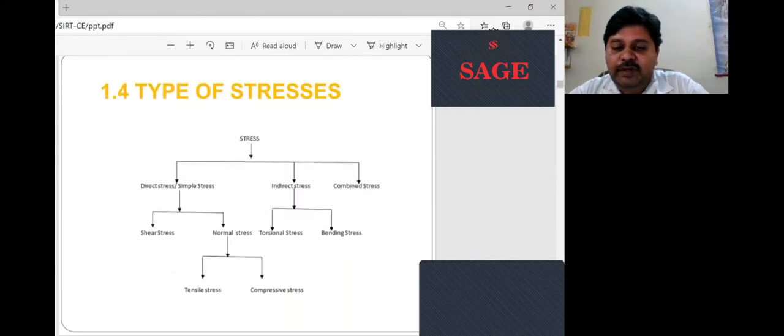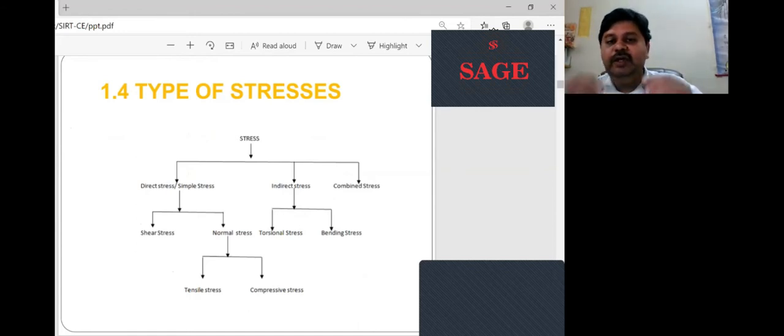Now we talk about the different types of stresses. The stresses are classified into three categories: direct, indirect, and combined. Direct stresses are shear stress and normal stresses. Normal stresses are further classified into tensile and compressive. Basically, this is the classification of the direct stress.